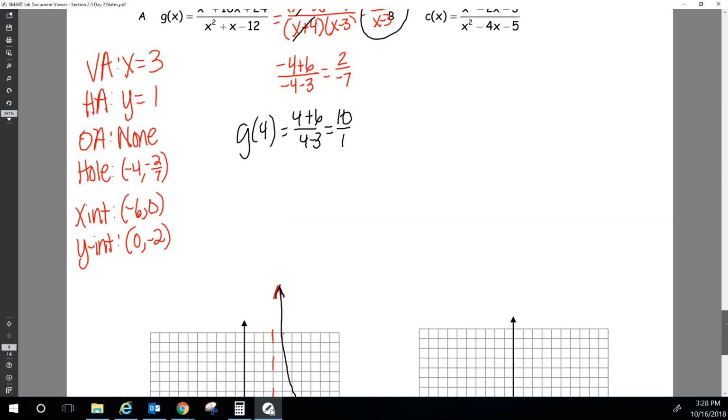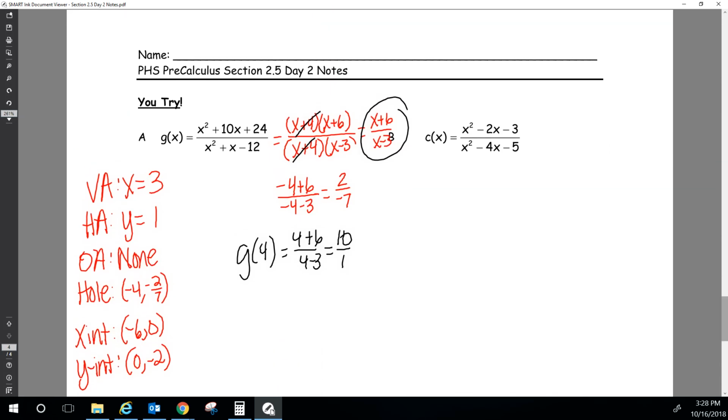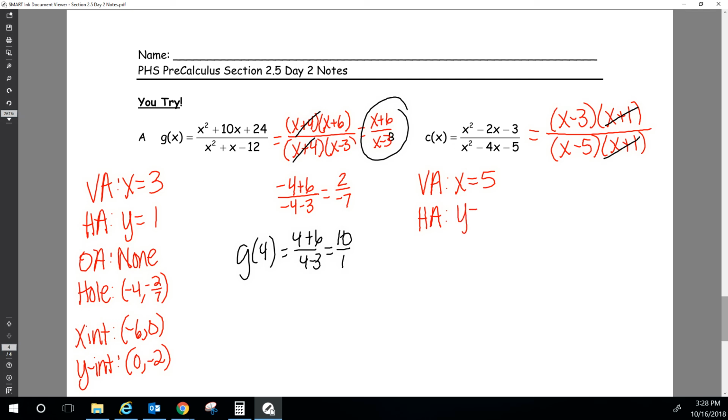All right, and for our b, again, let's start by factoring this guy. This would be x minus 3, x plus 1. The denominator factors as x minus 5, x plus 1, which means the x plus 1's cancel. My vertical asymptote would be at x equals 5. My horizontal asymptote, the degrees are the same, so it's coefficient over coefficient, or y equals 1. Since I have a horizontal asymptote, I know I don't have an oblique asymptote.